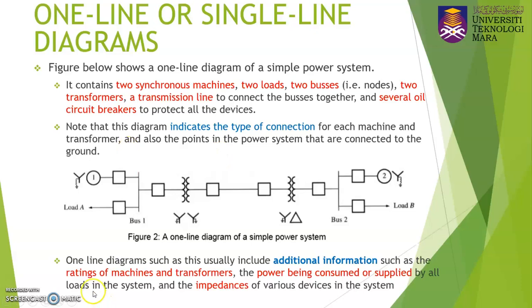A one-line diagram is also usually used to include additional information such as the rating of the machines and transformers, the power being consumed or supplied by all the loads in the system, and the impedance of various devices in the system. Some diagrams might have information on the rating of the machine, maybe a value here, 50 MVA. For the load, maybe how much power is consumed by the load. Usually additional information will be put here. So that's all for the topic on one line diagram.